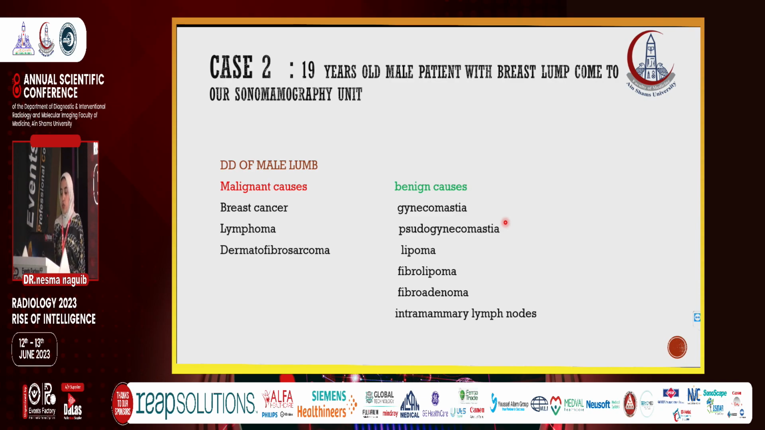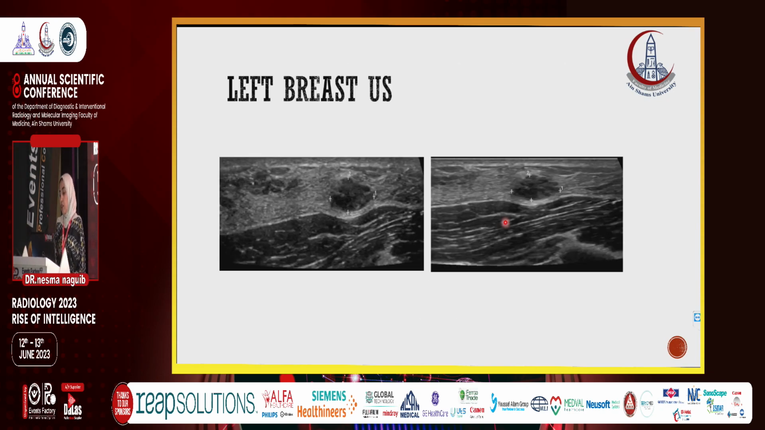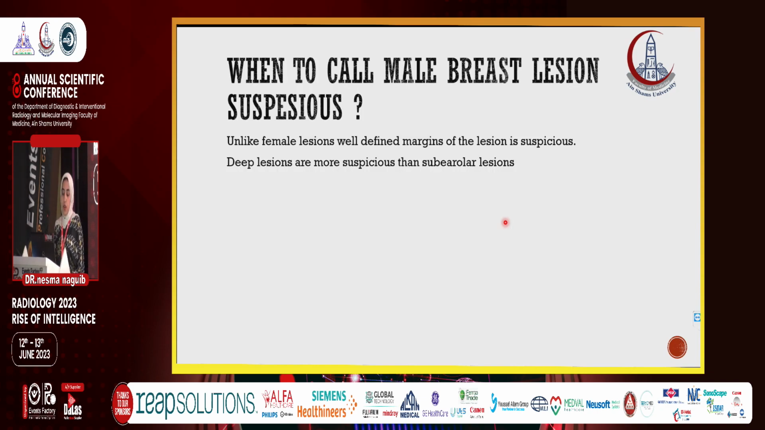The differentiation is usually by ultrasound and pathology. This is the ultrasound of this male patient. We can see a localized, well-defined hypoechoic lesion in the left breast. The take-home message here is that unlike female lesions, well-defined margins of a lesion make it more suspicious than ill-defined ones, and deep lesions are more suspicious than subcutaneous lesions.